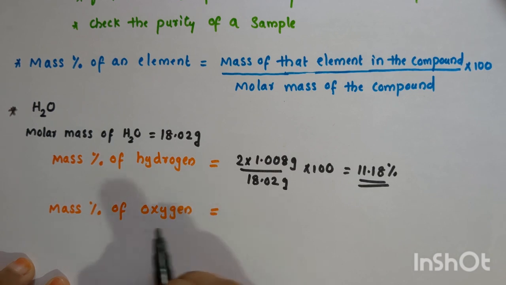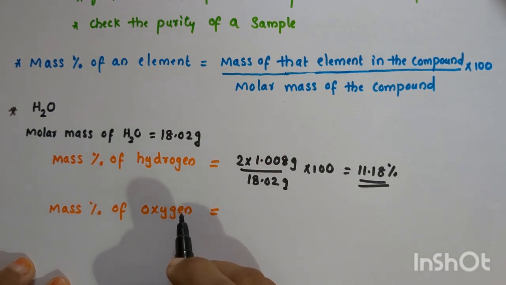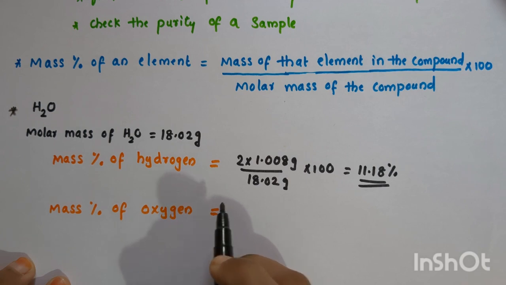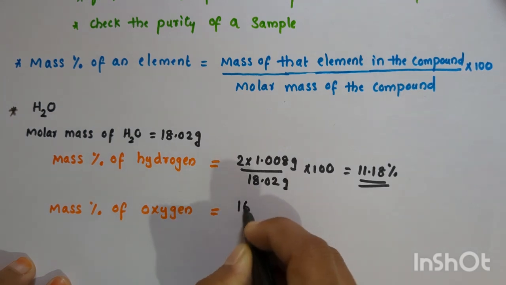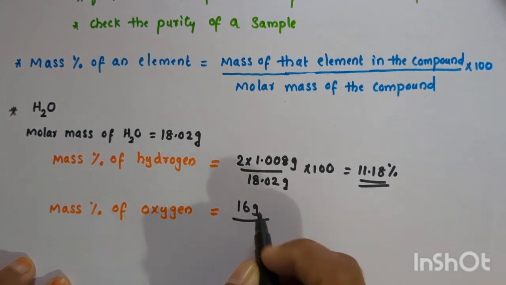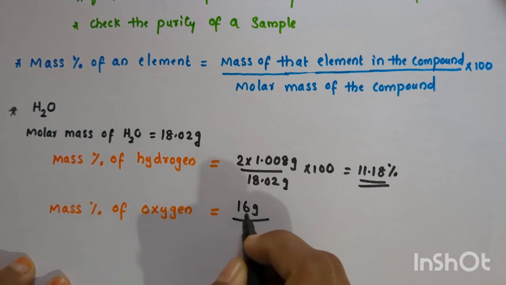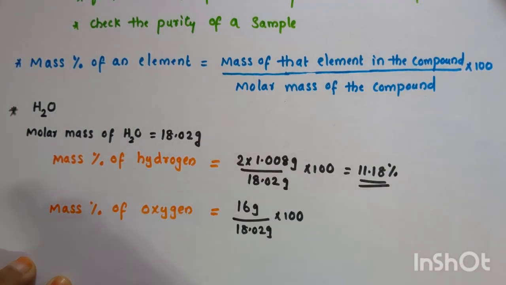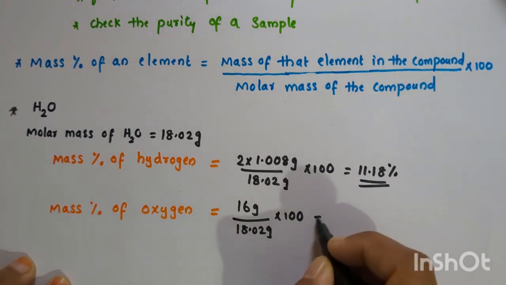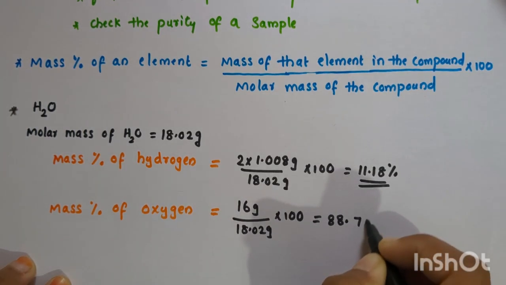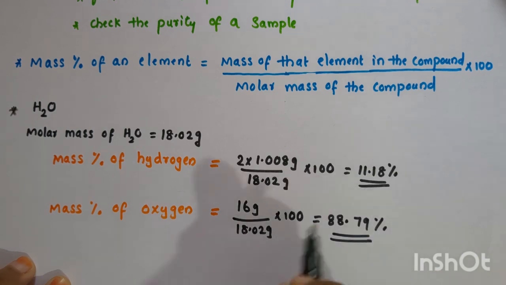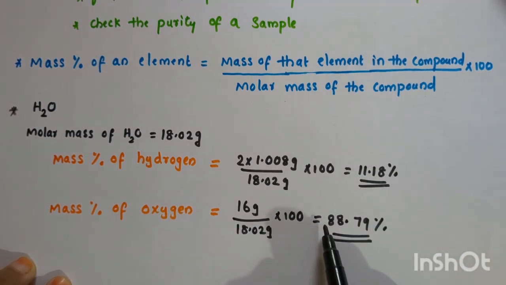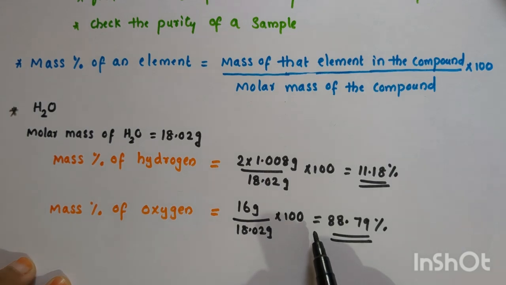Similarly, to find the mass percent of oxygen, the mass of oxygen in water, only 1 oxygen is present in water, so 16 gram, divided by the molar mass of water, which is 18.02 gram, into 100. When you do this calculation, you will get 88.79%. So this is the mass percentage of hydrogen in water, and this is the mass percentage of oxygen in water.